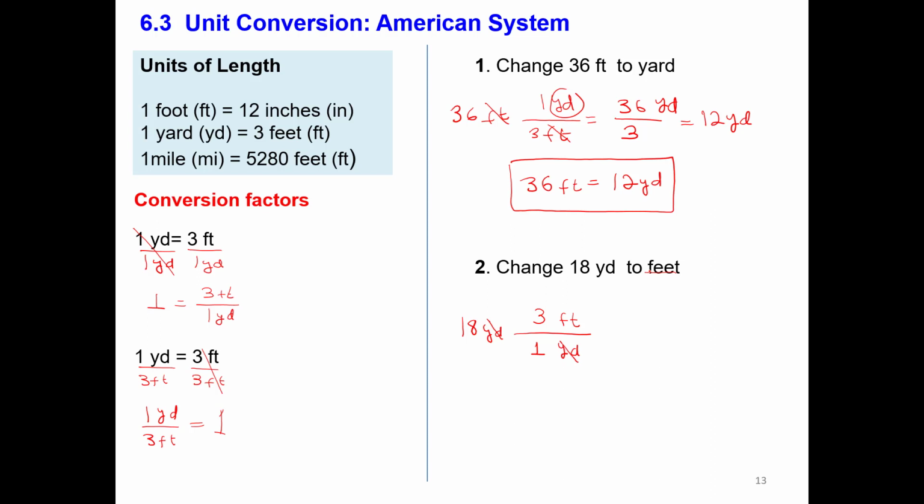Then we have 18 times 3 feet, and we would divide by 1, but we don't need to divide by 1. Then 8 times 3 is 24, 3 times 1 is 3, plus 2 is 5, so 54 feet. And finally we have 18 jars equal to 54 feet.